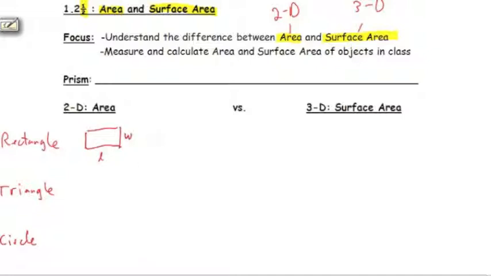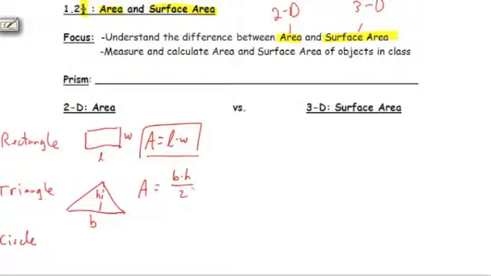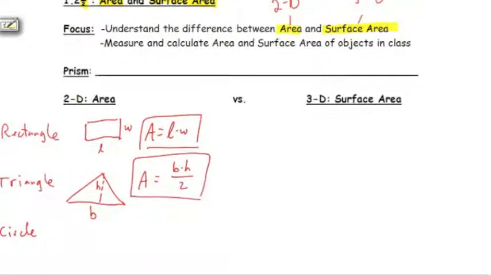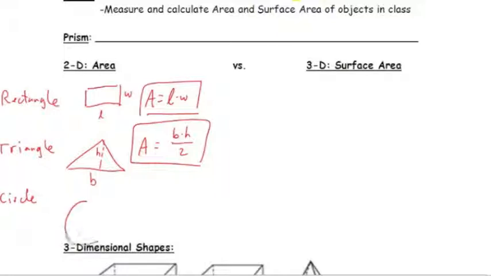With a rectangle, if you have length and width, your area is just length times width. If you have a triangle, your area is base times height divided by 2, or base times height over 2. And with a circle, if you're given the radius of a circle, your area is pi r squared.